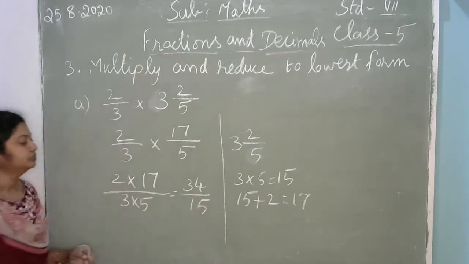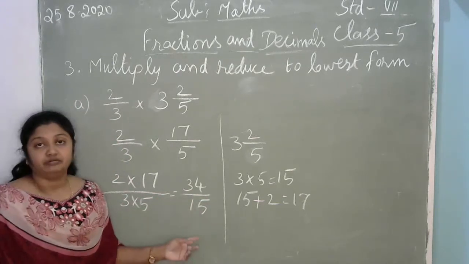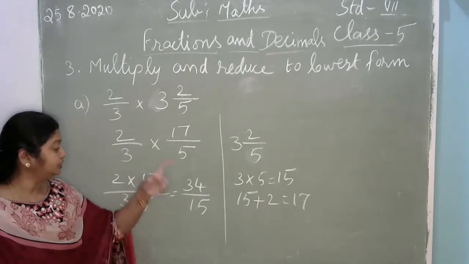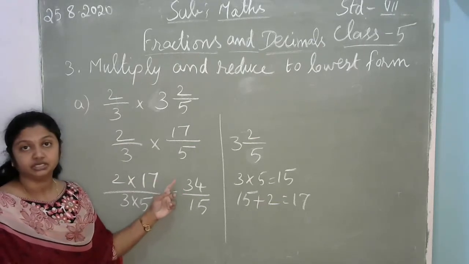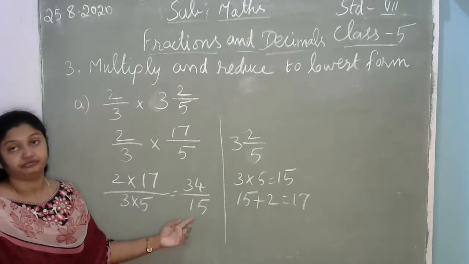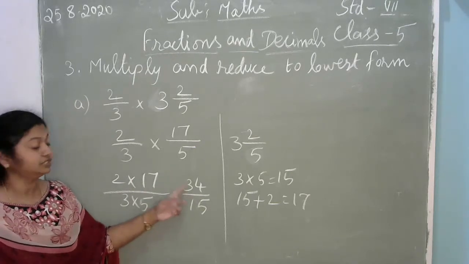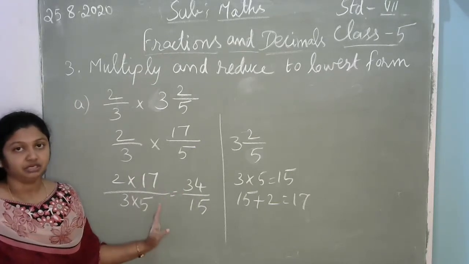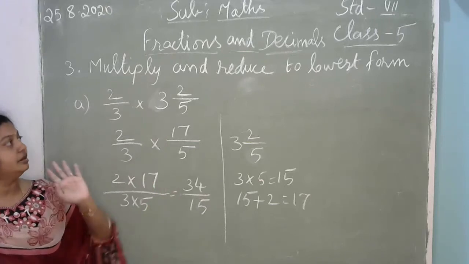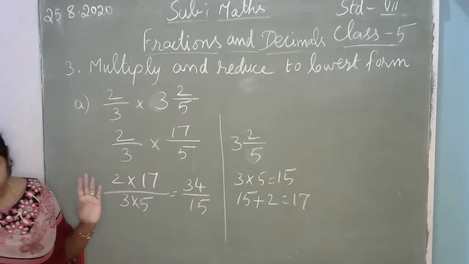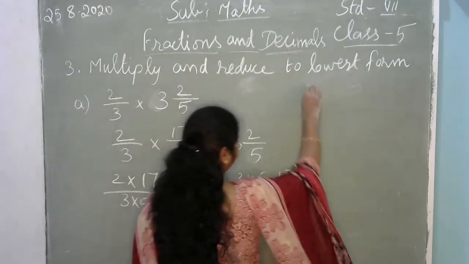Okay. Now these two numbers you have to check. You can do it in the lowest form. See, this one is 34 and this one is 15. These two numbers will not come in the same table. So you cannot write in the lowest form. Then the next sum I will do and show you.